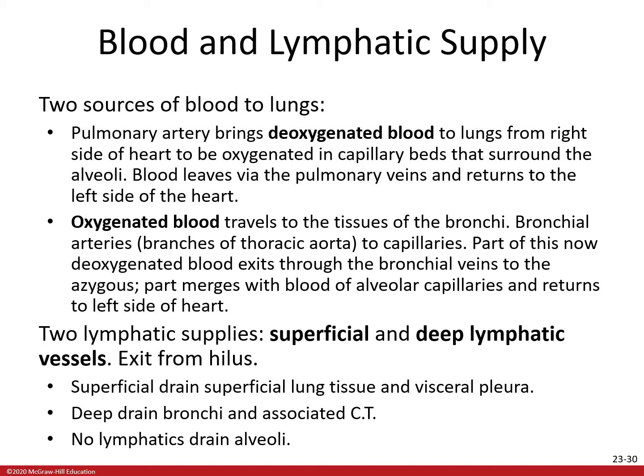What should be new is the two lymphatic supplies. So we have the superficial and deep lymphatic vessels, which are going to exit the lungs through the hilus. And remember, the hilus or hilum is going to be that area where you have blood coming in, blood coming out, and then your lymphatic vessels. The superficial lymphatic vessel is going to drain the superficial lung tissue and visceral pleura, and the deep lymphatic vessel is going to drain bronchi and associated connective tissue. There are no lymphatic drains in the alveoli themselves.